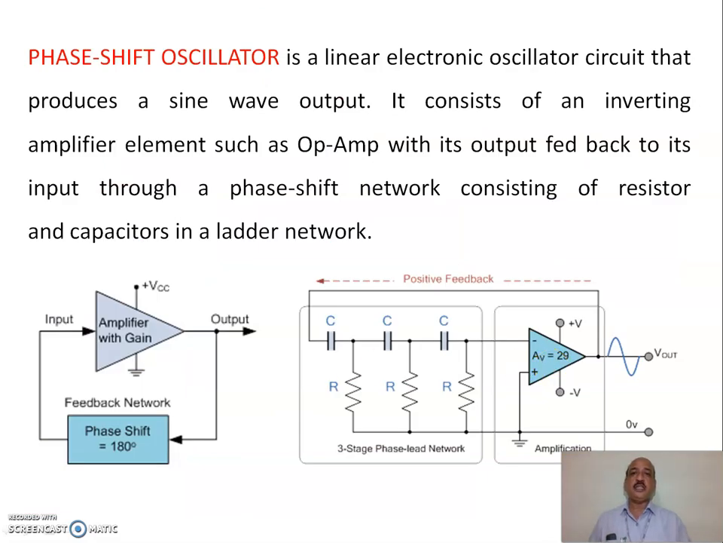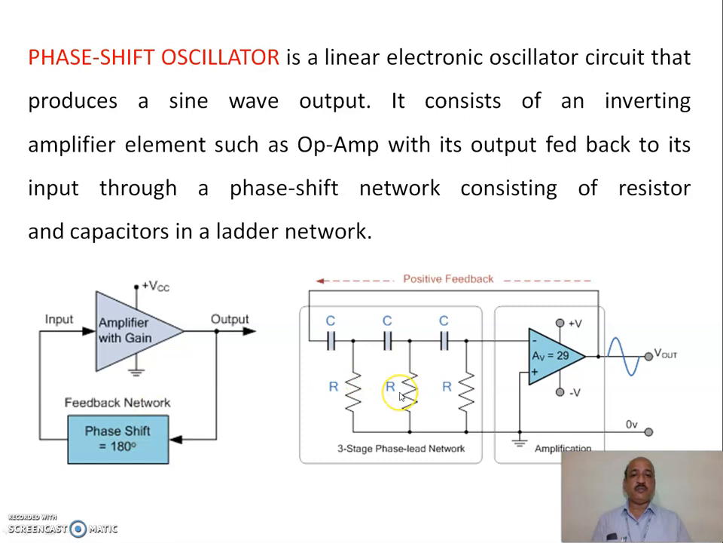A phase shift oscillator is a linear electronic oscillator circuit that produces a sine wave output. It consists of an inverting amplifier element such as an operational amplifier with its output fed back to its input through a phase shift network consisting of resistors and capacitors in a ladder network. Here is the block diagram of an oscillator. It consists of an amplifier and a feedback network.